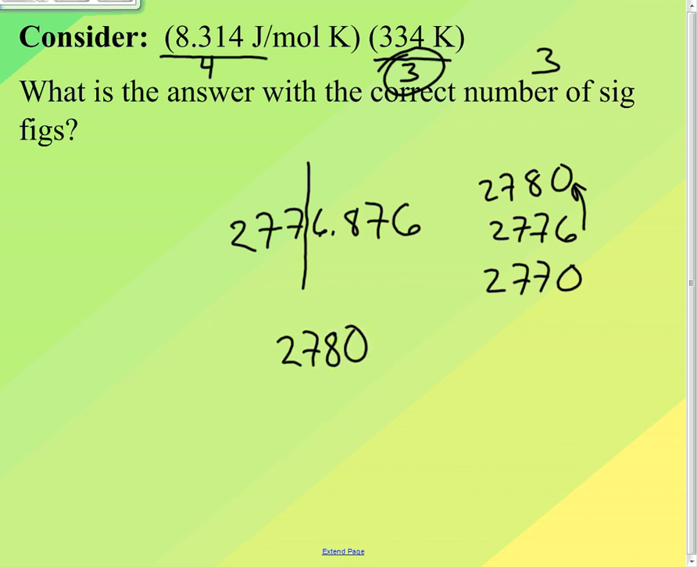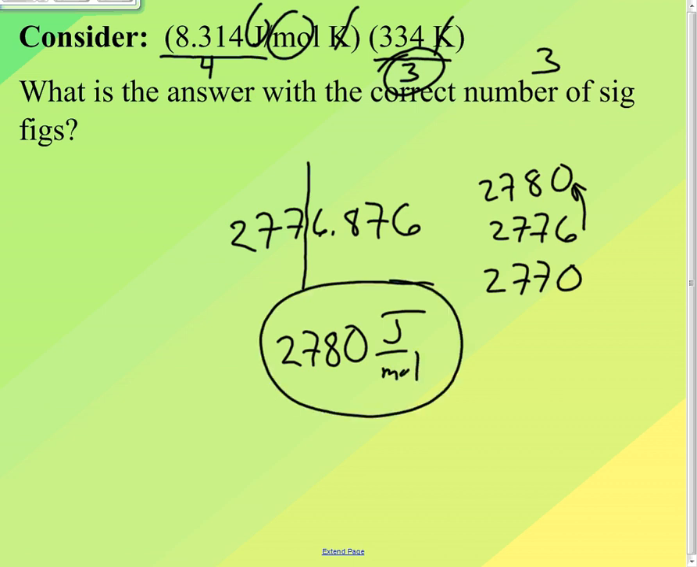What are my units? I have joules per mole Kelvin times Kelvin. That means my Kelvins cancel. And I have joules per mole. So 2,780 joules per mole is the answer. Next.